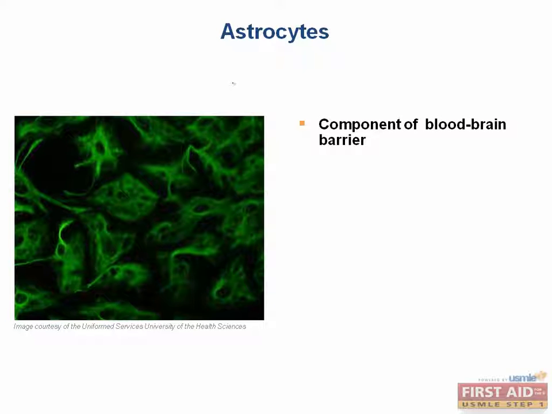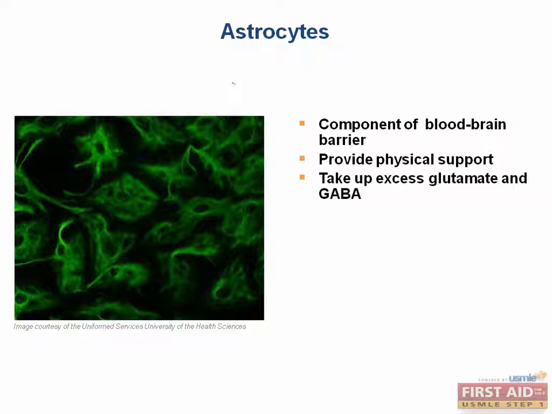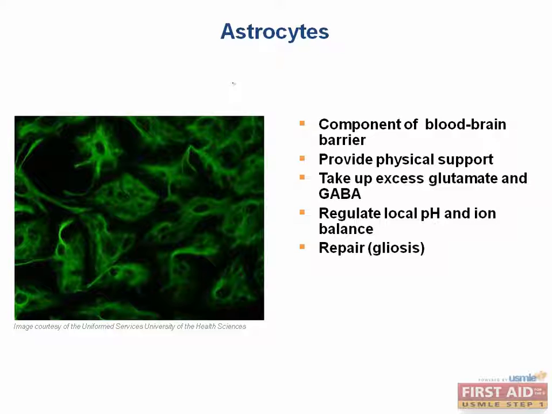Astrocytes are a key component of the blood-brain barrier. They provide physical support to the neurons. They take up excess glutamate and GABA and are responsible for regulating local pH as well as ion balance. A major function of astrocytes is repair following trauma in a process known as gliosis. The astrocytes proliferate, swell, and undergo fibrosis, producing a glial scar in place of the damaged neurons. Astrocytes can be identified by a stain for GFAP, which stands for glial fibrillary acidic protein. In fact, this photo is of astrocytes that have been stained with a fluorescent marker for GFAP.